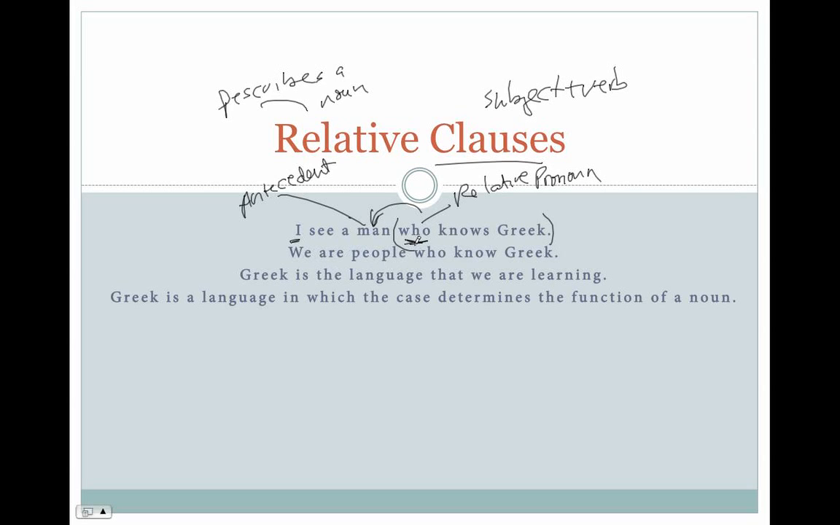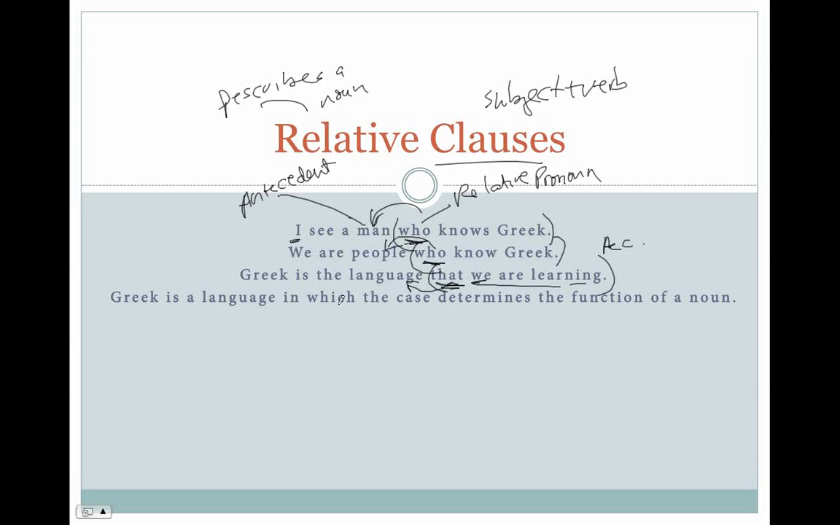We are people who know Greek. Okay, so who again is a relative pronoun. It refers to the antecedent people, and in this case again, who is the subject of the clause. In the sentence, Greek is the language that we are learning, that is our relative pronoun. It's referring to language. Language is the antecedent. And in this clause, that is accusative. It's the direct object of we are learning. So we are the subject here. What are we learning? That.